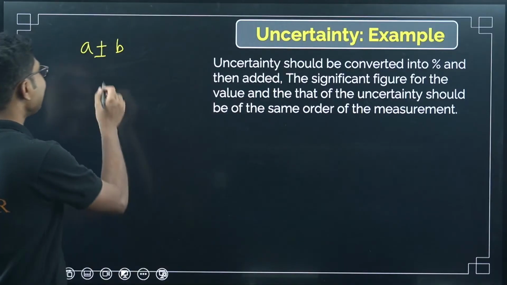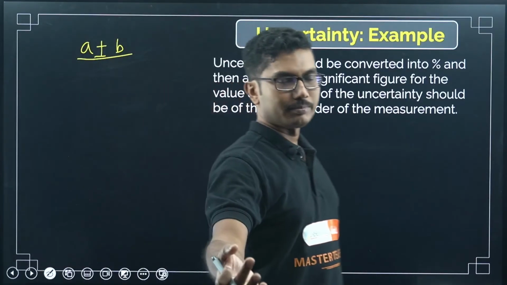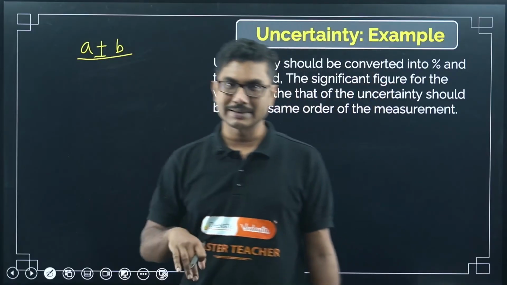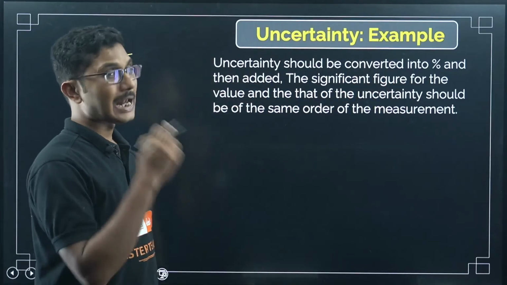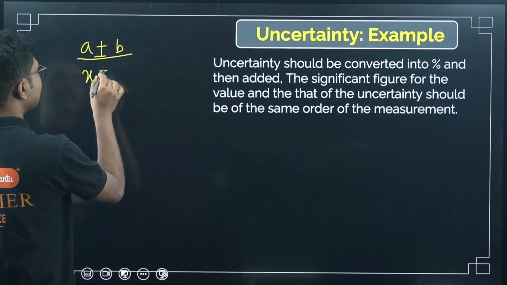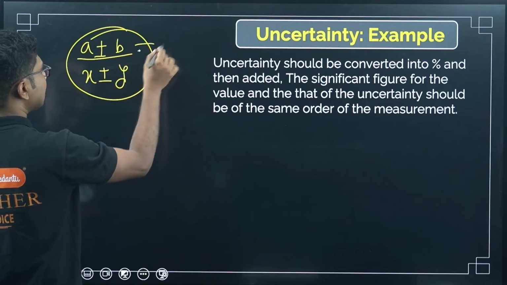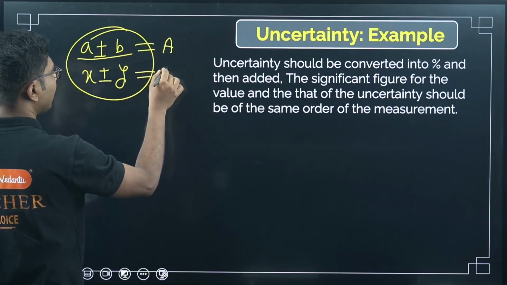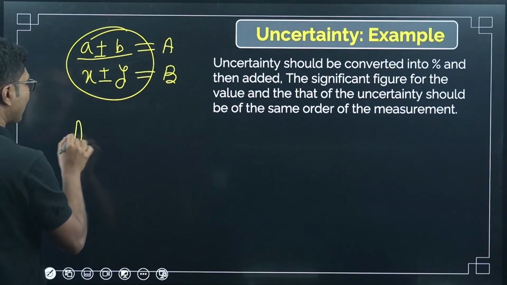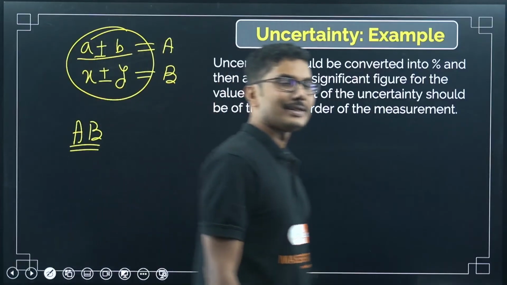So uncertainty is basically represented like this: either it will be plus some value or it will be minus some value. Now when you are calculating the uncertainty, suppose I have another quantity x plus minus y. Suppose this quantity is A, this is a quantity B. What is the error in AB? What is the uncertainty in AB?